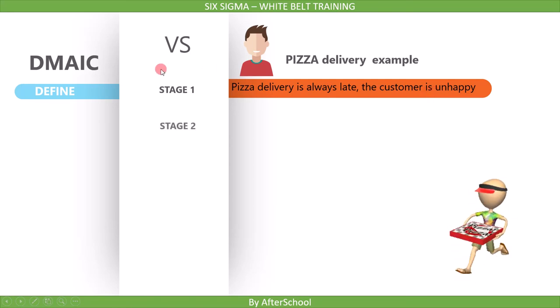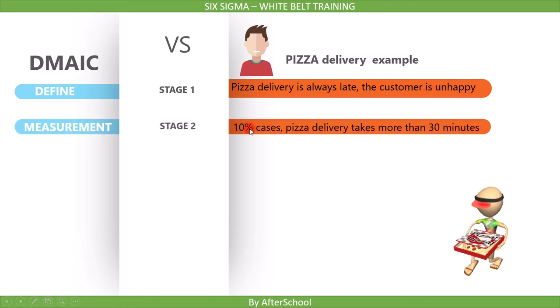Next step is measurement. Here, you need to look into the current available data. Suppose this is the data we get. In 10% of cases, your pizza delivery takes more than 30 minutes. This is what we collect in the measurement phase.